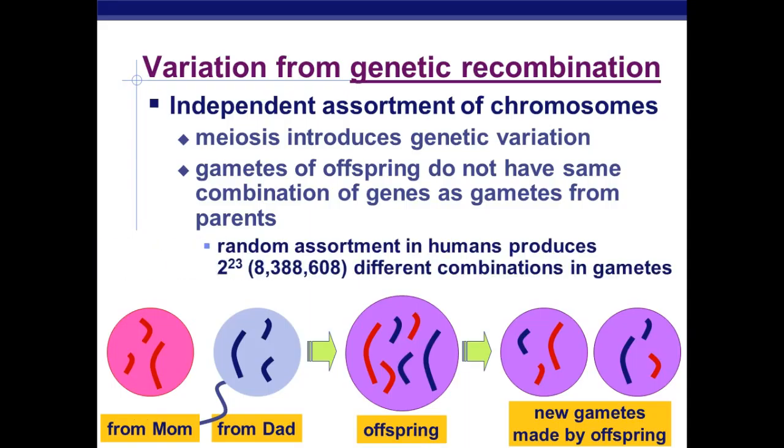This random assortment, by the way, by itself means that if all we're counting is chromosome pairs here, there's 2 to the 23 different ways we can combine chromosomes to produce gametes. That's over 8 million combinations before we even factor in crossing over or the random combination of egg and sperm. So this process just by itself, the random assortment that happens during meiosis, is going to create 8 million different combinations.